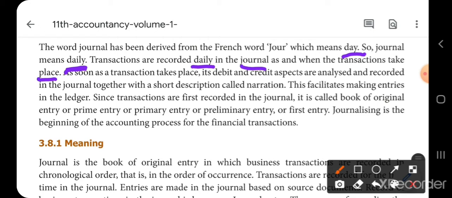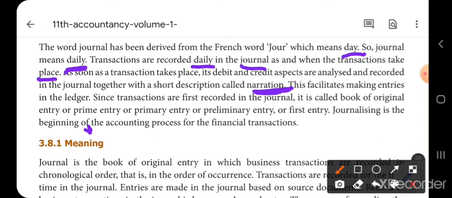As soon as a transaction takes place, its debit and credit aspects are analyzed and recorded in the journal, together with a short description called narration. So immediately when the transaction happens, you make an entry in the book called journal, and you also give a small detail about the transaction. That is known as narration, the description about the transaction.